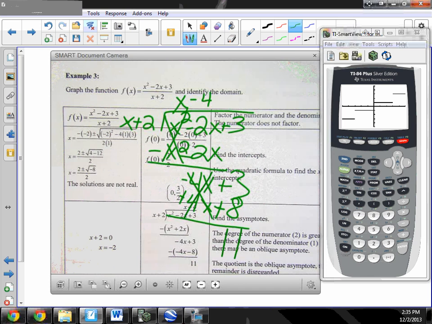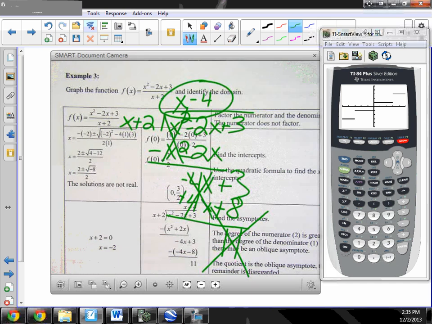Well, that remainder is going to affect how fast the line approaches the oblique asymptote, but it's not going to change the end behavior. So we just throw it out, we don't even care what this number is. If it's 0, great. If it's not, whatever.